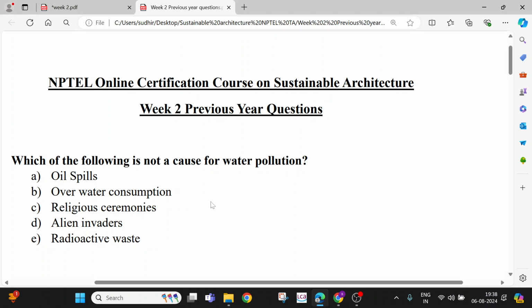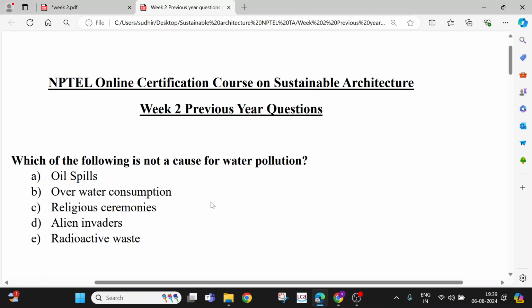Try to read the questions again and give the final answer from your end. Option B, sir. Bhargavi is absolutely right. So whoever mentioned option C and option D should revisit this question, which is just asking which of the following is not a cause for water pollution. Out of them, in the lecture it was also discussed, oil spill or over water consumption, option B.